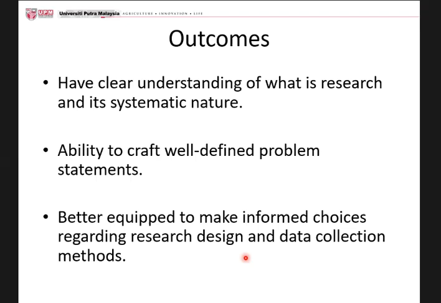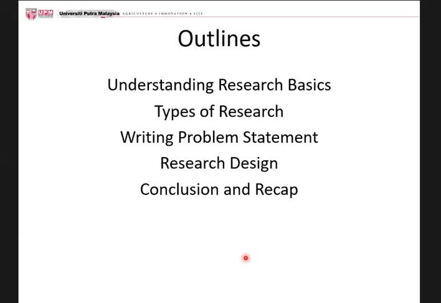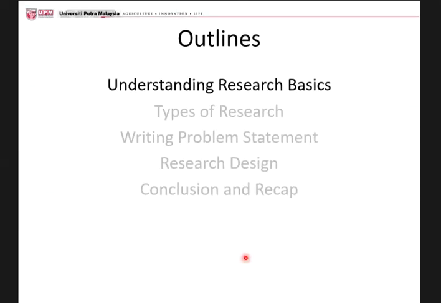I think I've already shown you last week a bit about problem statement, but you may have more discussion on it. Then we look at the other aspects of research methodology too. The outline is that we look at understanding research basics, types of research. Although you know that research must have everything, we have different types of research, and you can classify it based on whatever you are doing. Then writing the problem statement, research design, and you can conclude everything.